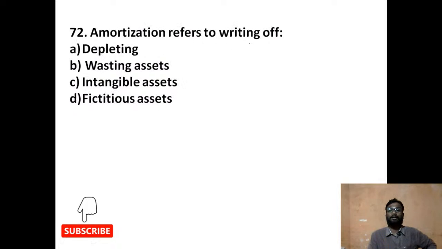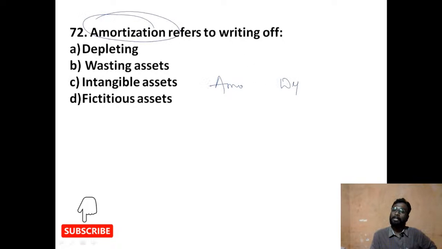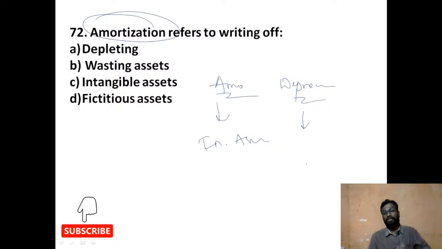Amortization refers to the writing off of what? See, amortization and depreciation both have the same nature. They amount to reducing the value of assets over a time period. Depreciation applies to tangible assets. So amortization refers to writing off intangible assets. Option C is the right answer. Very good, guys.